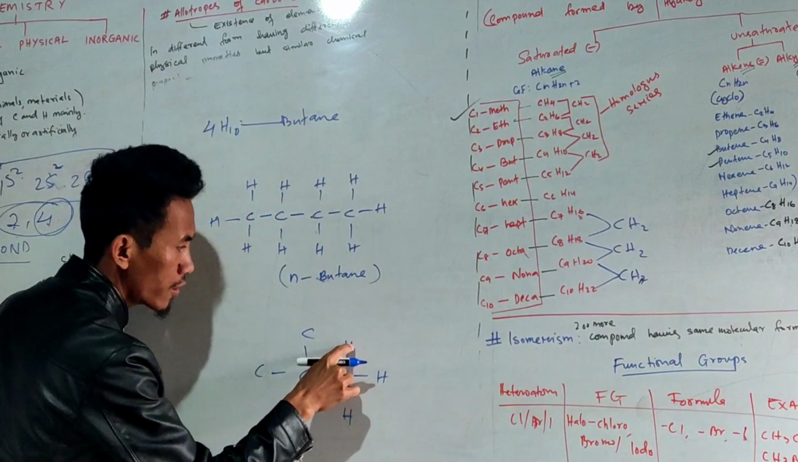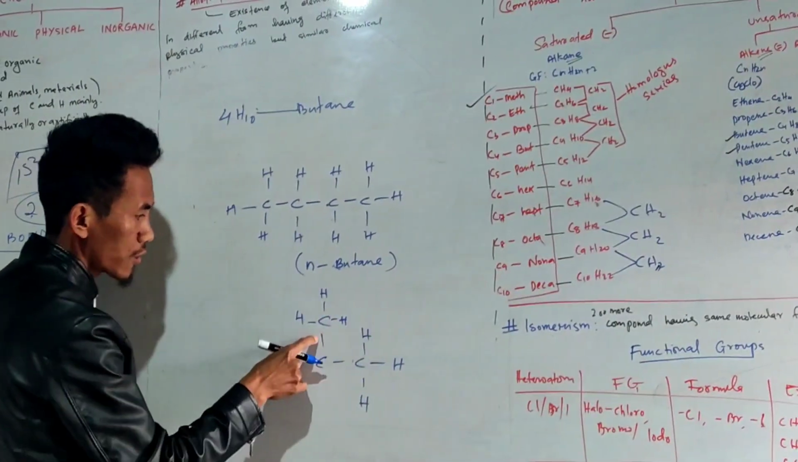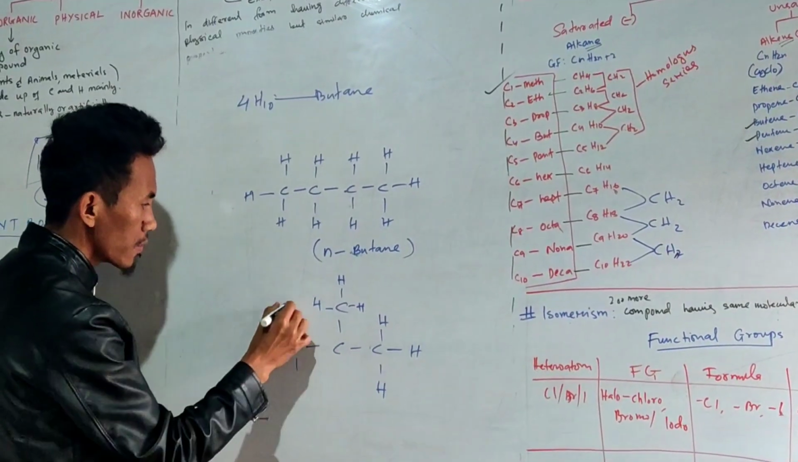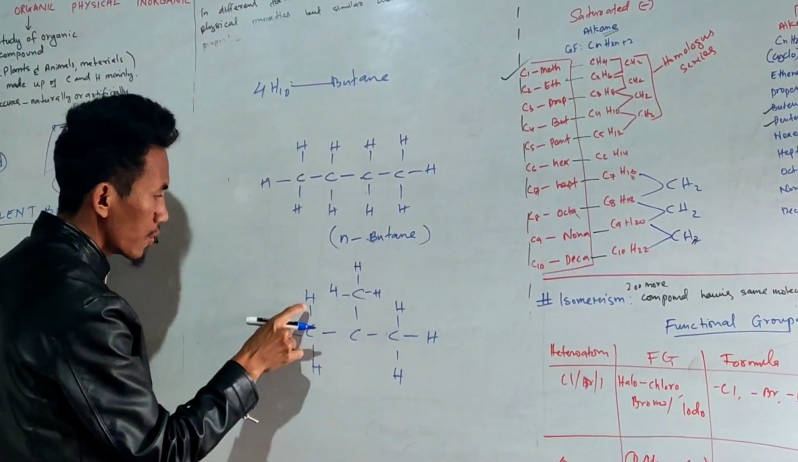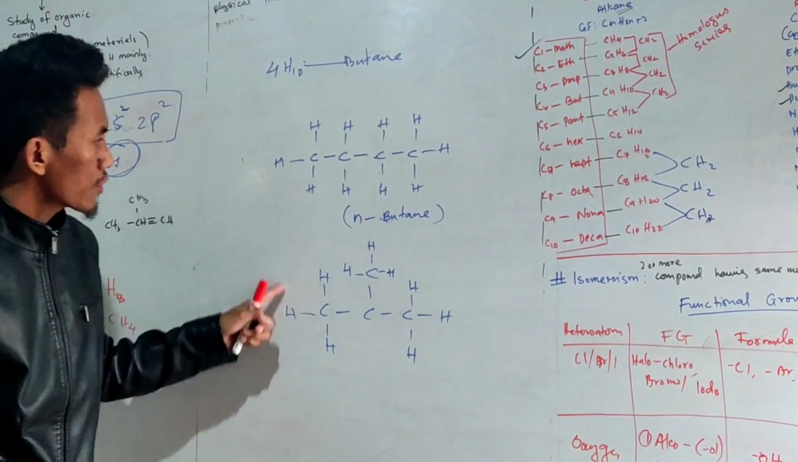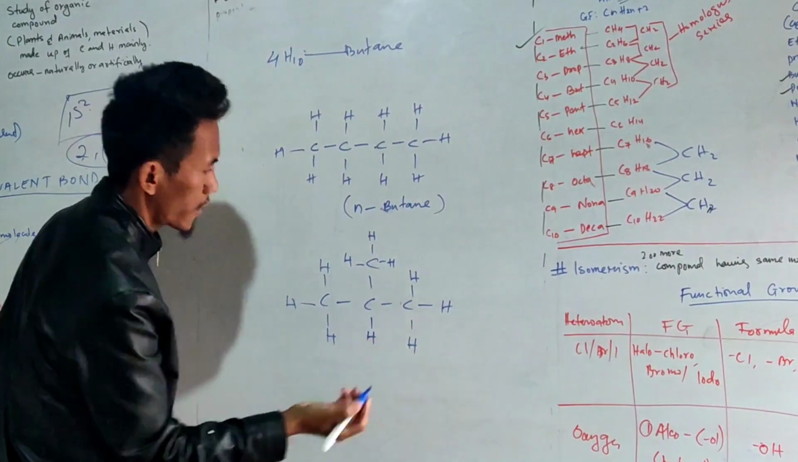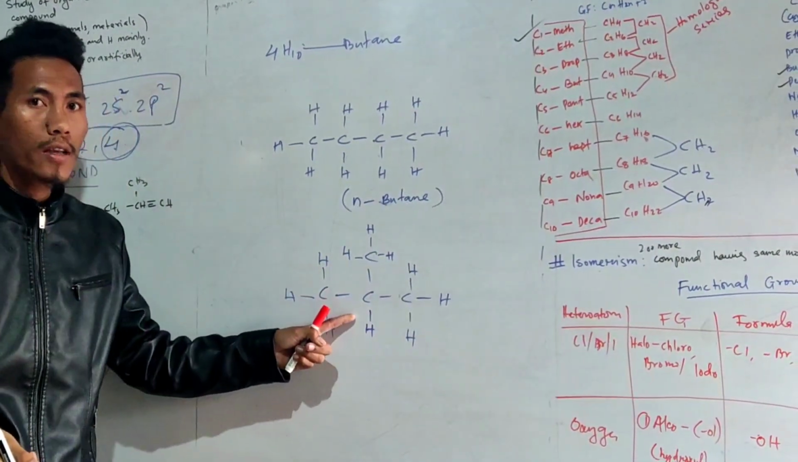1, 2, 3, 4. 1, 2, 3, 4. 1, 2, 1, 2, 3, 4. Okay, now 3, 4 are 3, 3 are 9, 10. This is another way to write carbon.